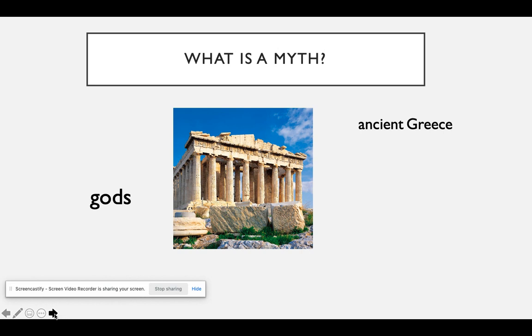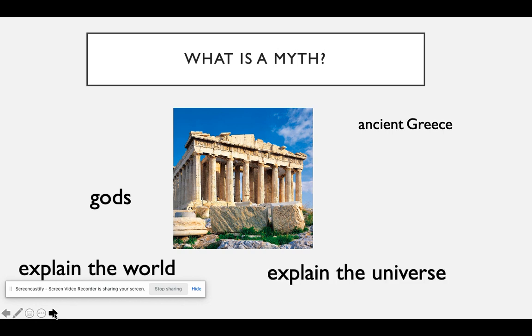Another definition could be what happens in a myth. It could also be an explanation of the world or some kind of religion in the world. And it often involves a god or a character explaining the world to us. Myths can also explain the universe and how the universe came to be.